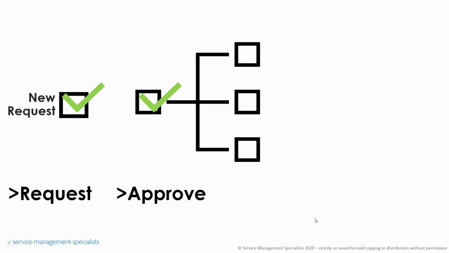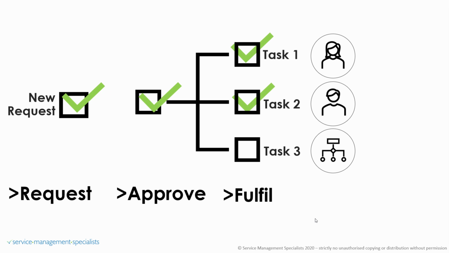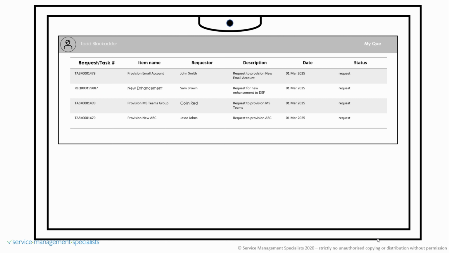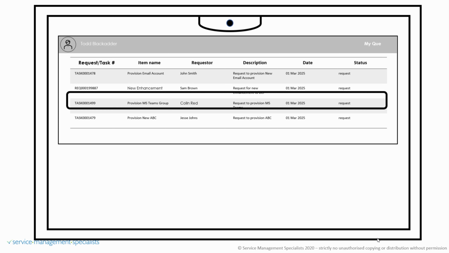When a task is allocated to a team member, the team member will need to undertake an activity to complete it. Once all the tasks have been completed, the request will then move to a closed status. So, at any time, IT teams are working on requests or tasks.